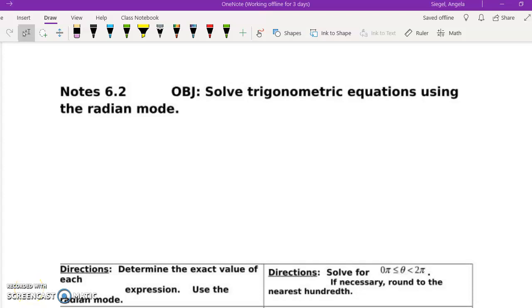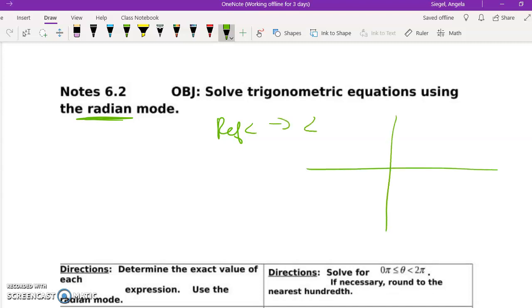Okay, for the second video, for this part, it's going to be the same thing, except we're going to be just focusing on radian mode. So the first thing I want to do is review, when we're given a reference angle, how to get to an angle. So this doesn't change.